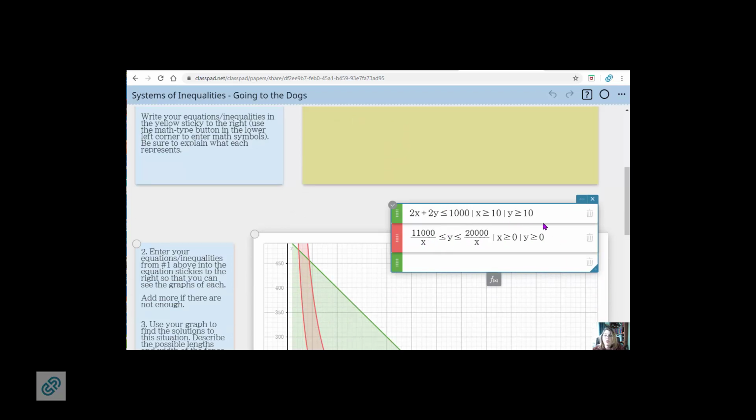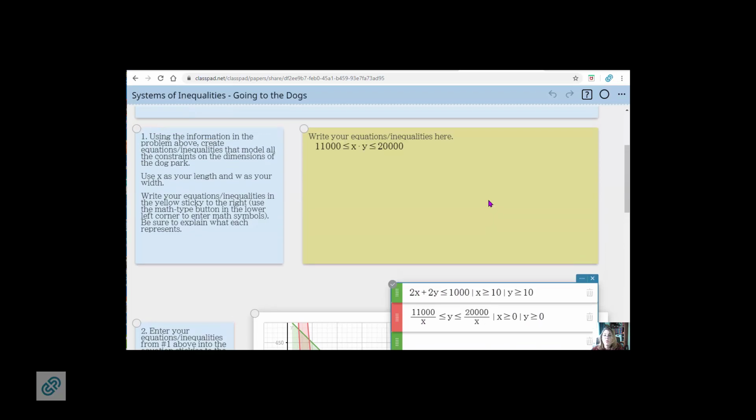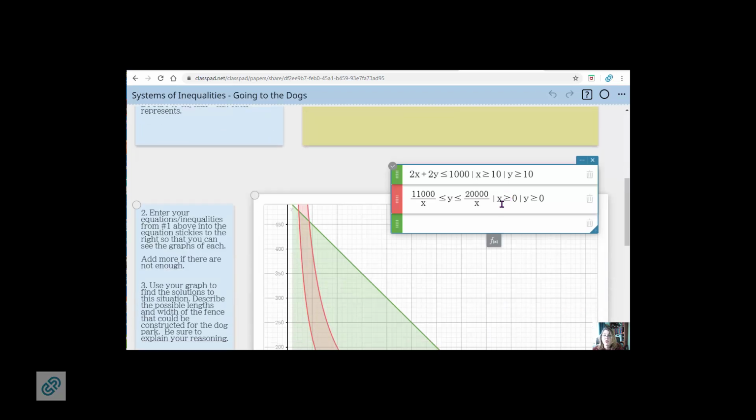And I wanted to show you some other things that have happened, because we do have some constraints. So this right here represents the perimeter. So 2 times the length and 2 times the width can't be more than 1,000 feet of fencing. But you can't have 2 feet of fencing, so you have to have an x at least greater than or equal to 10, and that's something they have to keep in mind, that fencing can only be done in increments of 10.